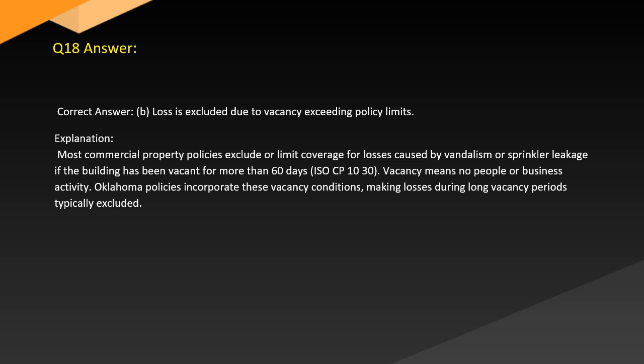Answer. Correct answer: B. Loss is excluded due to vacancy exceeding policy limits. Explanation: Most commercial property policies exclude or limit coverage for losses caused by vandalism or sprinkler leakage if the building has been vacant for more than 60 days, as in OCP 1030. Vacancy means no people or business activity. Oklahoma policies incorporate these vacancy conditions, making losses during long vacancy periods typically excluded.